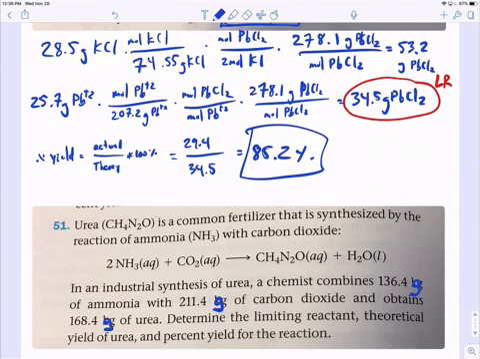I guess I should give you the masses. Well, this ammonia is 17 grams per mole. Carbon dioxide is 44. Water is 18. And what the heck is that? Oh, it's urea. Okay. This is going to be 12 plus 4 plus 28 plus 16. This is 60.